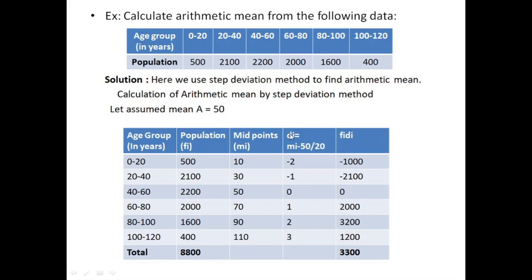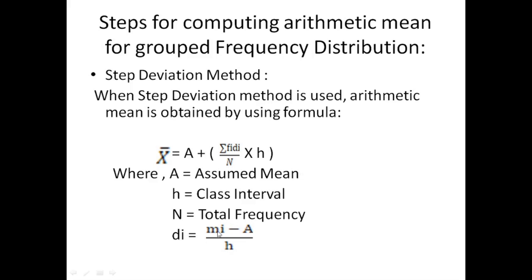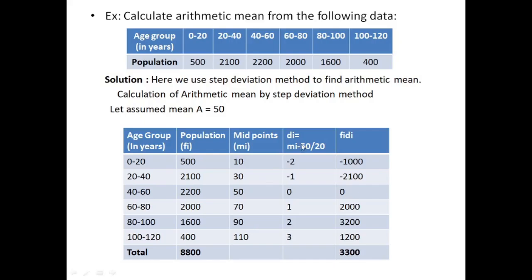Now we will compute di. Di is equal to mi minus a upon h. Here a is fixed, that is 50. So di is equal to mi minus 50 divided by 20. 20 is h, which is also fixed. So for the first observation, mi is the midpoint of this first observation, that is 10. 10 minus 50 is minus 40. Minus 40 divided by 20 is equal to minus 2.